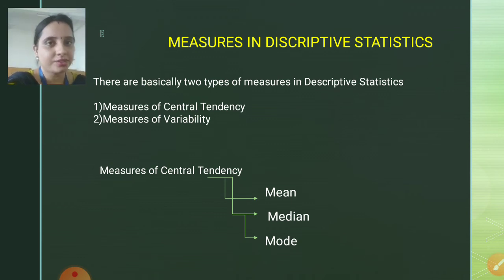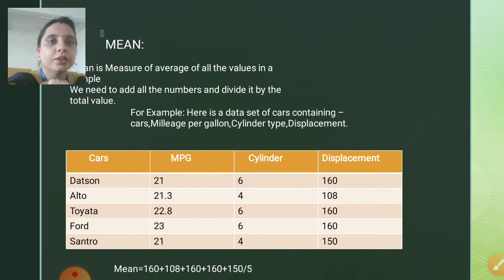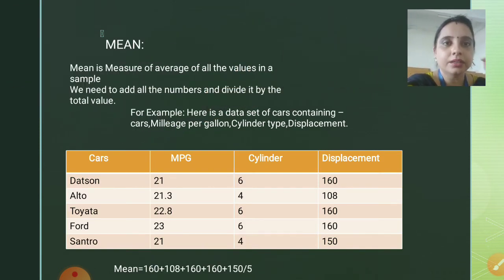Let's start with the first one, that is mean. When we talk about the mean, it can be defined as a measure of the average of all the values in the sample. What does that mean? In this case, we need to take all the values of the sample and divide by the total number of values. For example, you can take the cars mentioned in the table.